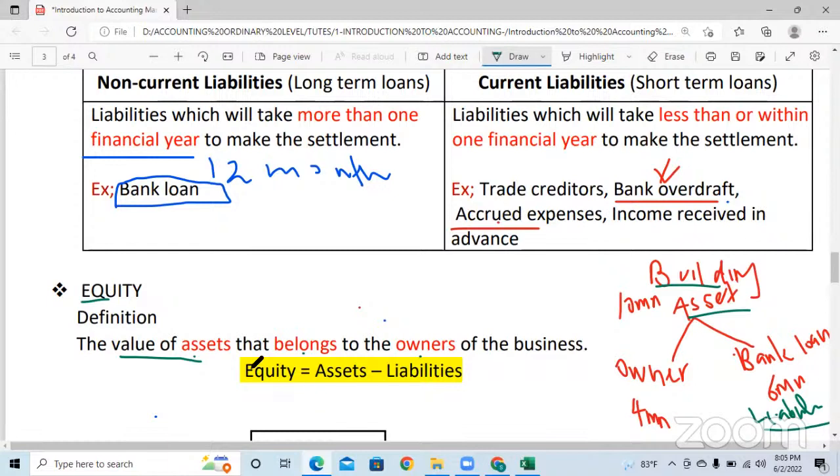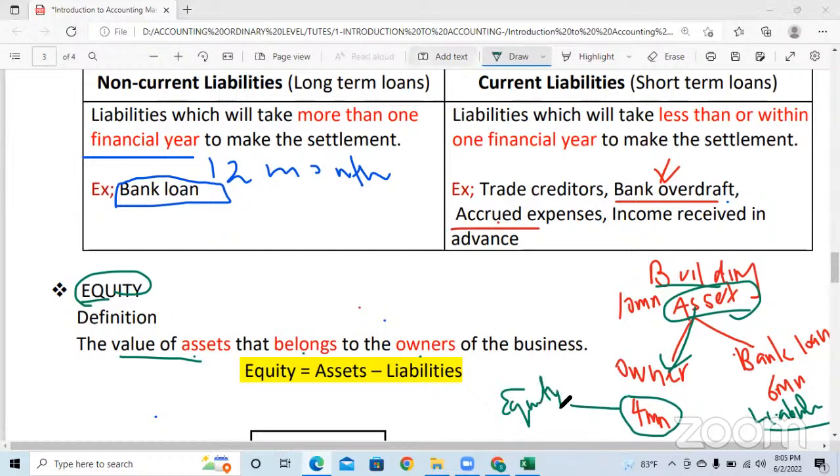This 4 million is what we call equity. So remember, the value of asset which belongs to the owner is what we call equity. Are you all clear, guys? Okay, I'll repeat it again.